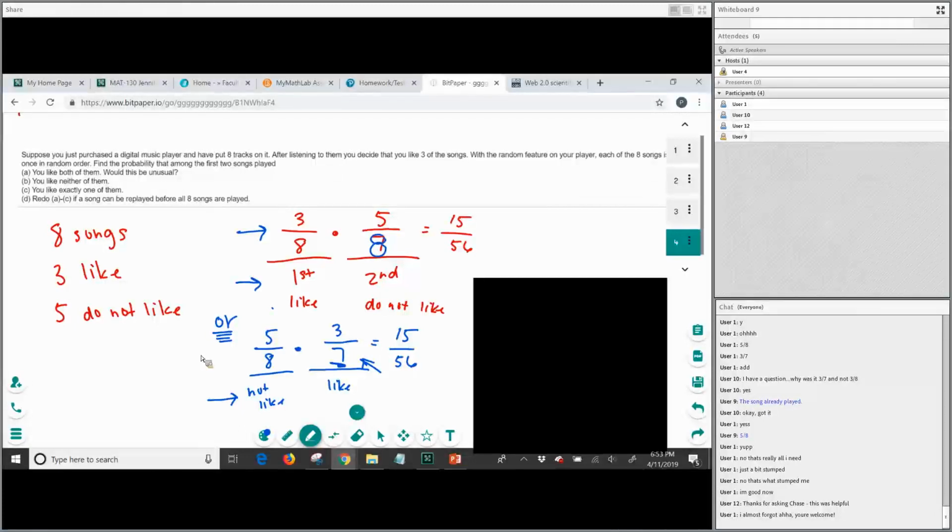Any other questions, you guys, about the homework or what we went over? Anything from a prior part of class or anything else? Yeah, C was what we did when we did the 15 over 56 plus 15 over 56. That was letter C.